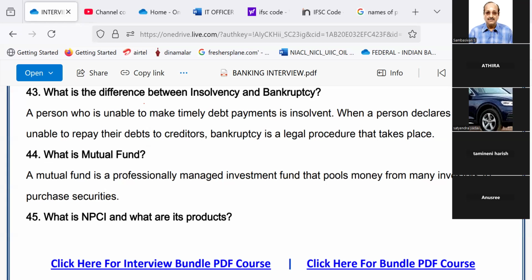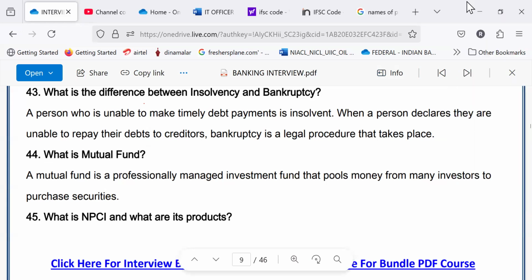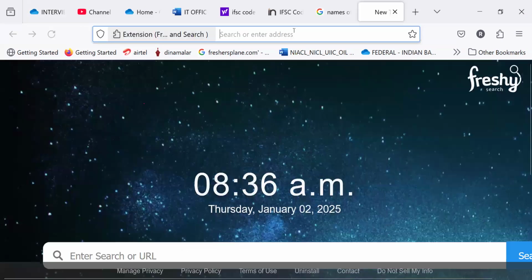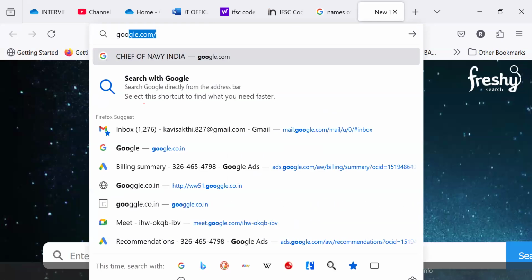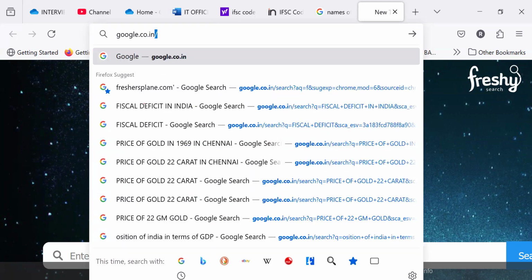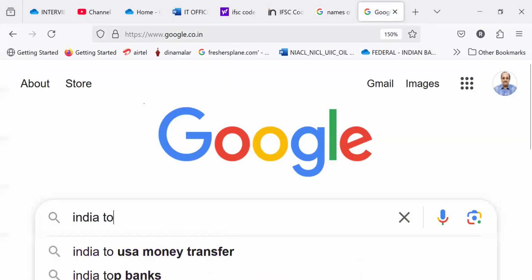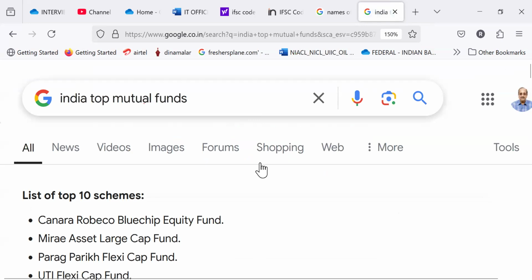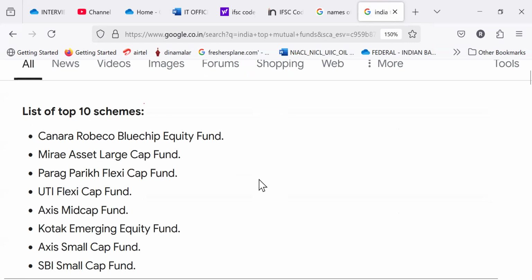In banks like IDBI and all, they will ask this question and they will also ask you, can you name a few mutual funds? So what we should know, we can go to google.co.in and search India top mutual funds. Please note down, boys going for NIACL or any interview, the names of at least these 5 top mutual funds.